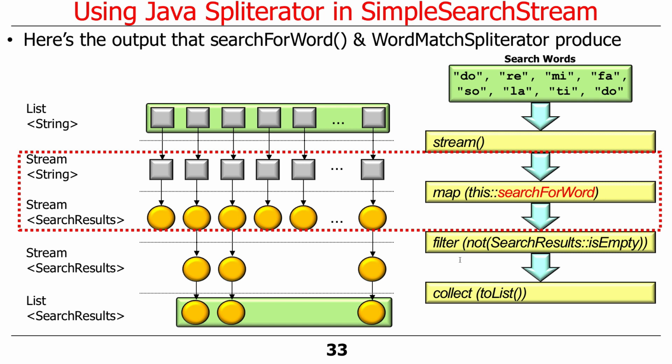So here's kind of how this looks. If you take a look, we had a stream of words, which were the search words for our input string. We called searchForWord, which took each word and tried to find it in the string. And as you can see, map will return a stream of search results, where searchForWord created each of those search results for each of the search words we were searching for with respect to the input string.